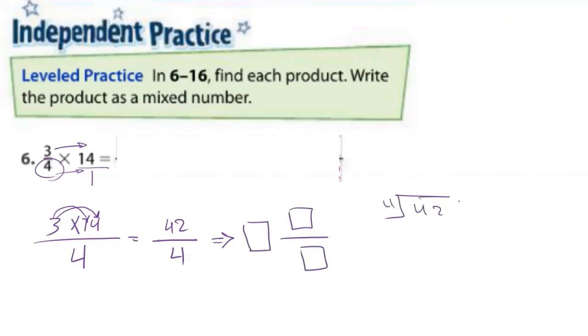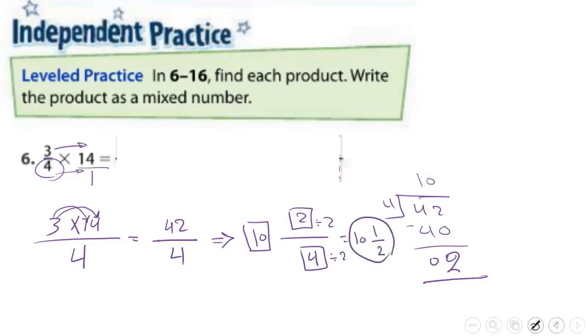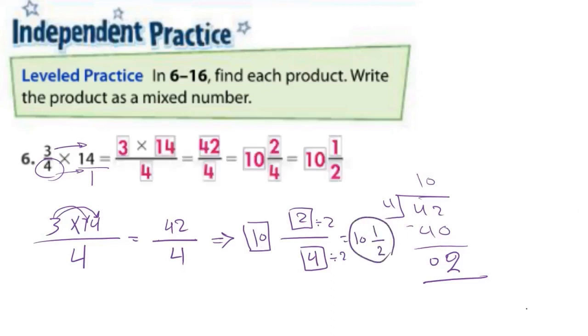42 divided by 4, it equals 10, 10 by 4 equals 40, and 42 minus 40 equals just 2. 2 here is the remainder, and we have here 10, and we have here 4. I need to simplify this one by dividing by 2 up and down to get the final answer 10 and 1 over 2. This is your final answer. Let's check. As you see, it is correct.